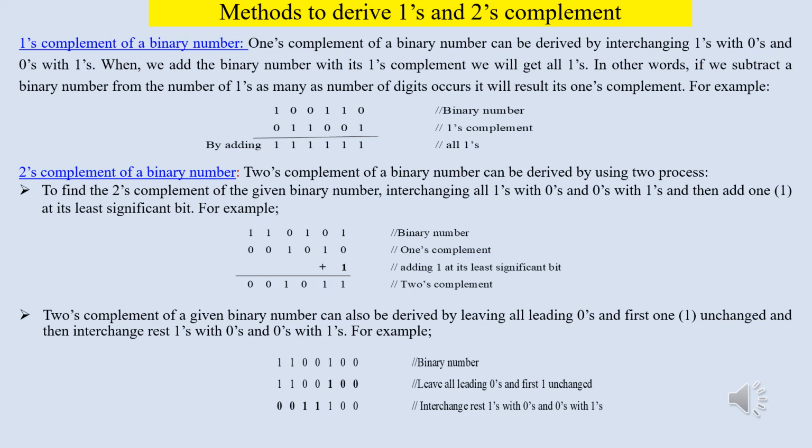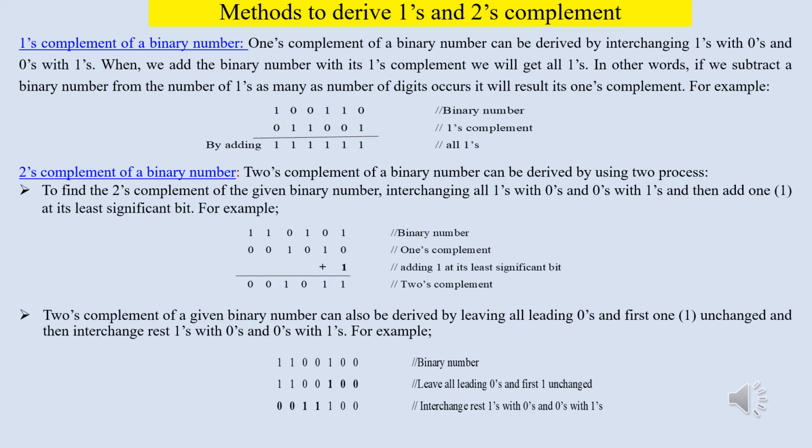For example, let the binary number be 100110. So by replacing 1 with 0 and 0 with 1, we will get its ones complement as 011001. And when we add the original binary number with its ones complement, we get the result as 111111, that is all ones.